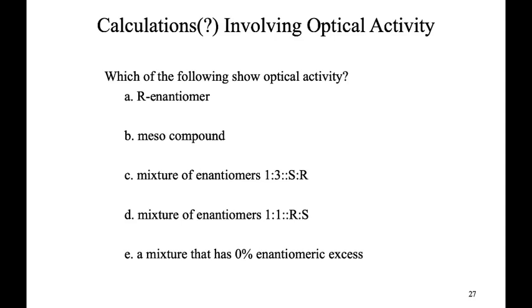Which of the following show optical activity? An R enantiomer. Is that going to interact with light in only one direction? Yes. Why? There's only one enantiomer. So yes, that one is optically active. How about a meso compound? What does meso mean? There's an internal mirror image, right? So if one was R, the other one is S. So light comes in, it sees the R, it rotates one direction. What does the S do? Exact opposite. The net result is zero optical activity.